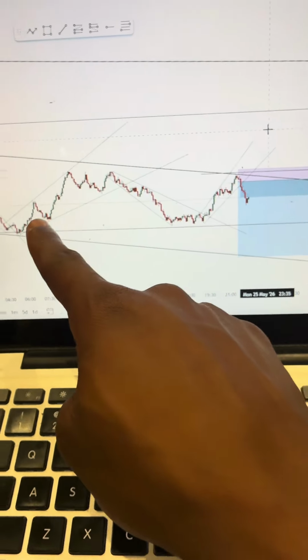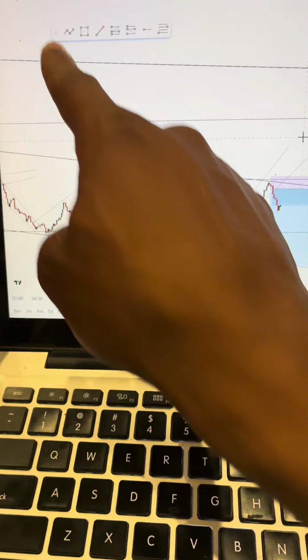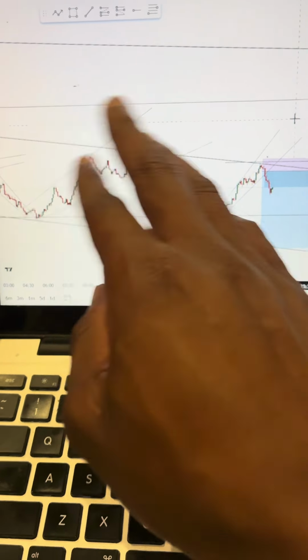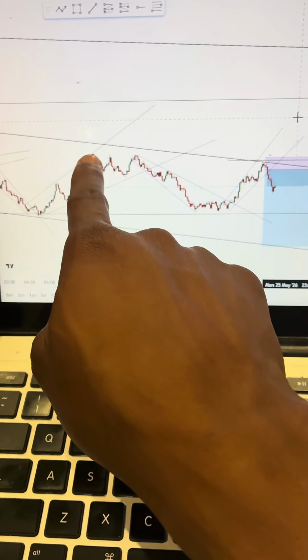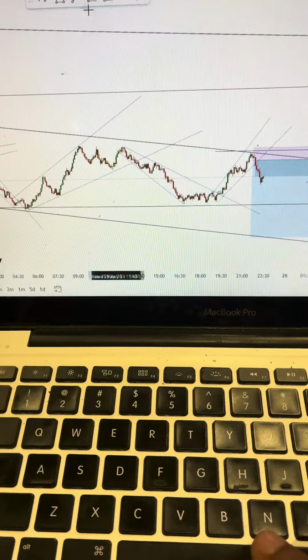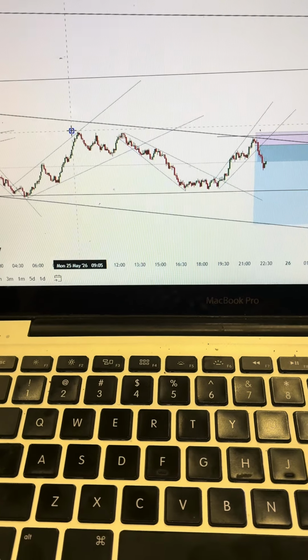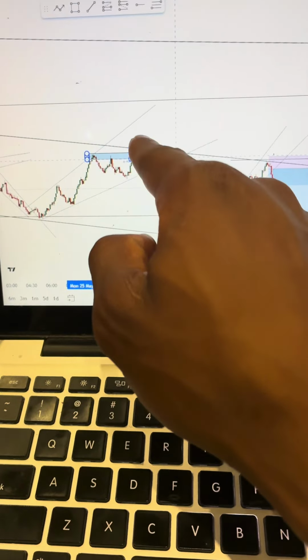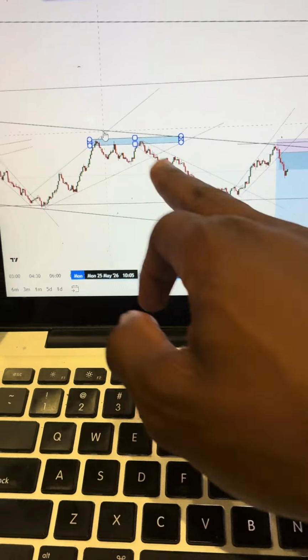Take for instance, this market was trending up, right, on the 5 minutes. It was trending up, creating the higher highs, higher lows, whatever the case may be. But as soon as it came to this point, it failed to go higher. So what is this point telling me? It's telling me that from here, I cannot go any higher. So whenever the market comes back to this point, look for shorts, sell.